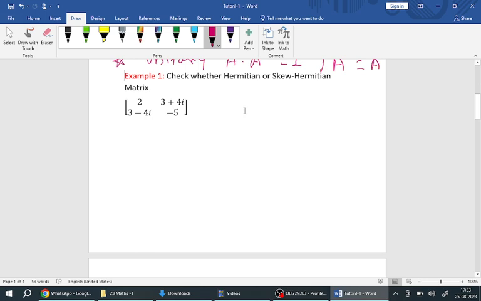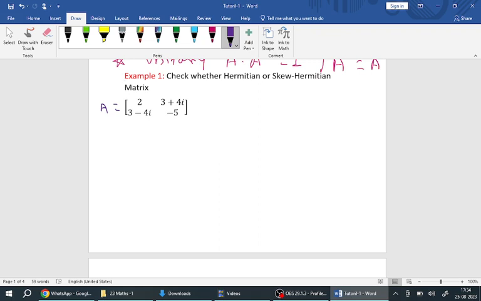So the first example is on the screen. It is one of the simple questions that we have. Check whether the given matrix is Hermitian or skew Hermitian. For the solution, we'll start by assuming let A be the given matrix. Suppose this is the given matrix.